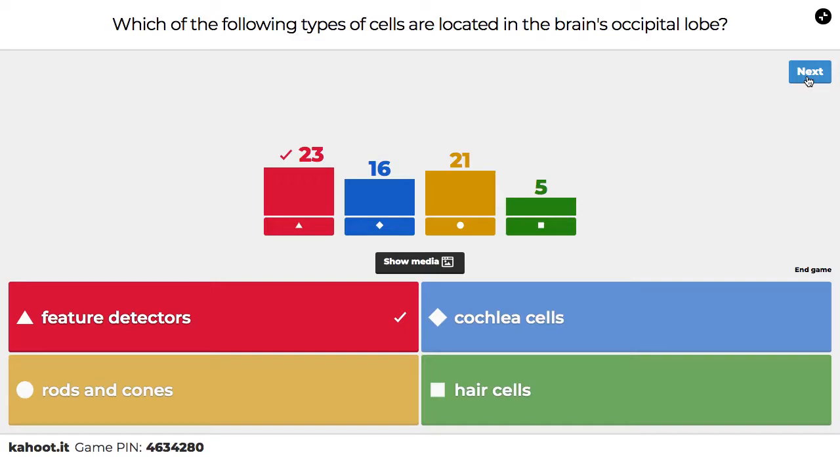The occipital lobe we know has to do with vision. So I would cross out cochlea and hair cells right away because those both have to do with hearing. The rods and cones, I could see that, but those are located in the retina. The feature detector cells, this is the one that's on your FRQ. We talked about how they are nerve cells in the brain that are responsible for detecting shapes, angles, and movement. So that's what the feature detectors are.